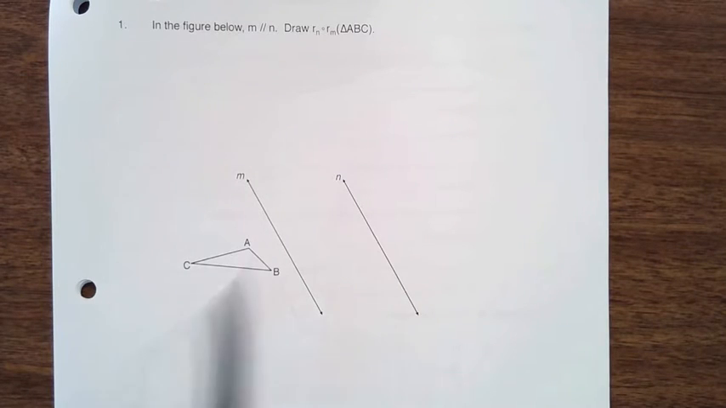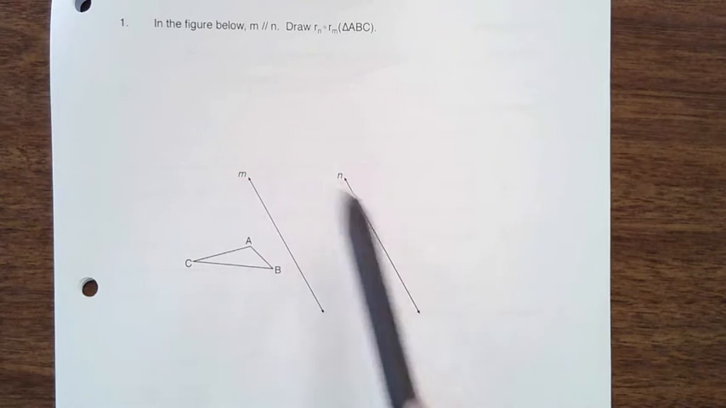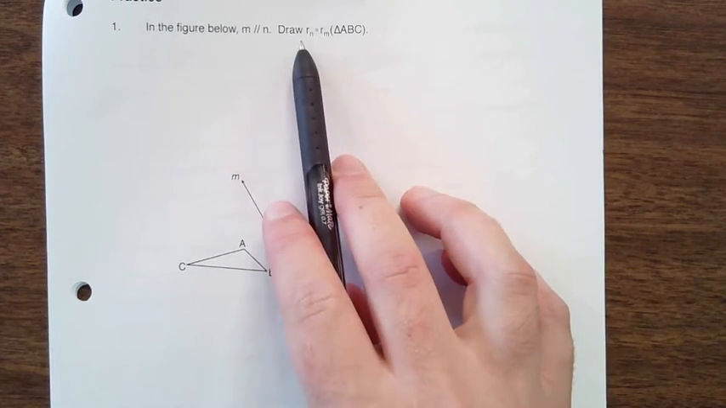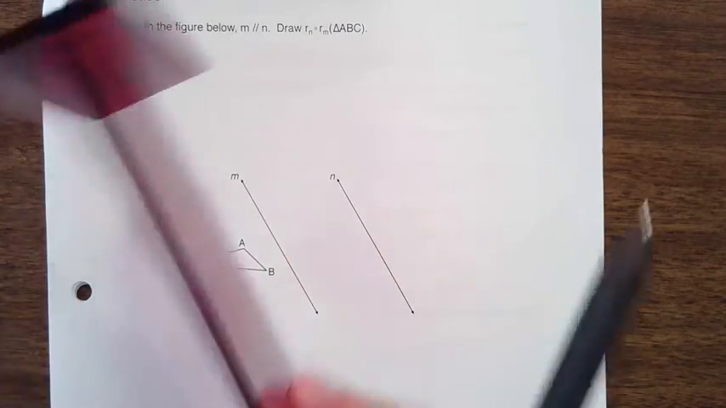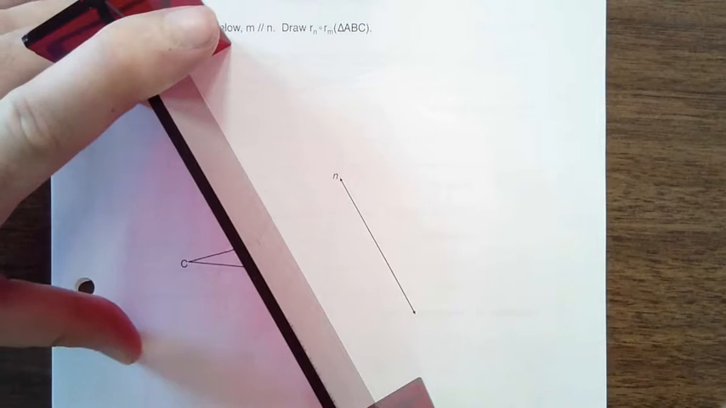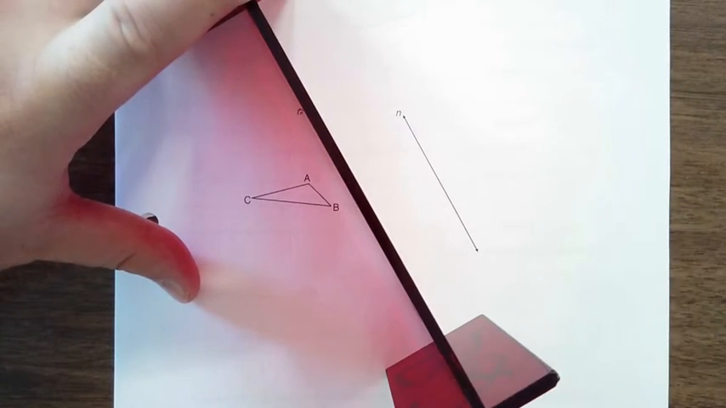Okay, so for this one in figure M, or in the figure below, M is parallel to N, which is what I need to get a translation. Here, though, I've switched my order. So I'm going to go over M first and then over N. So to do my reflection here, I'm going to put my mirror on my first line, which in this case is M. So you can kind of see right along that line of reflection there.